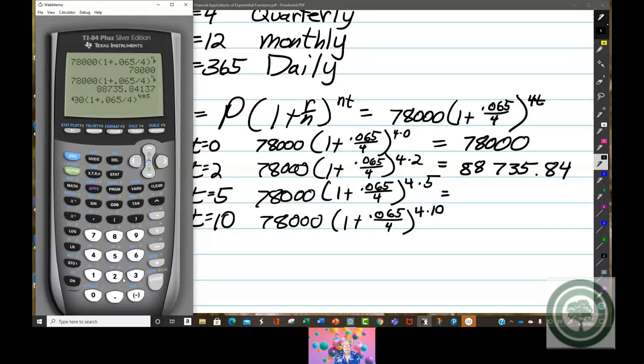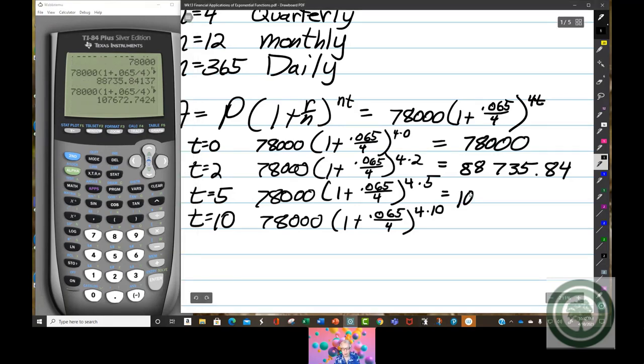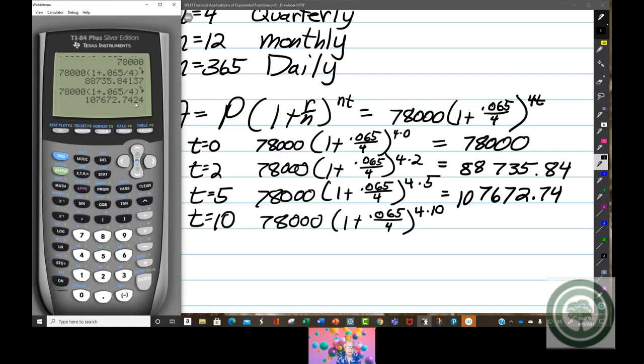Every time I rewrite something, I'm in danger of making a mistake, a little mistake. Now, ooh, look at that. 107672.74. The third decimal place is a 2, so it's not going to cause the 4 to round up. The same as in the one before, there was a 1 after the 4, so that wouldn't cause the 4 to round up.